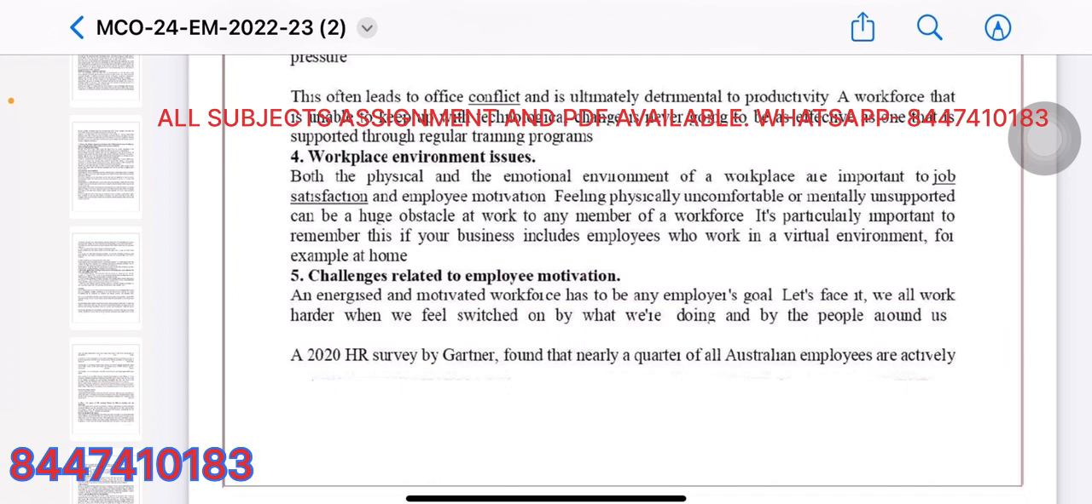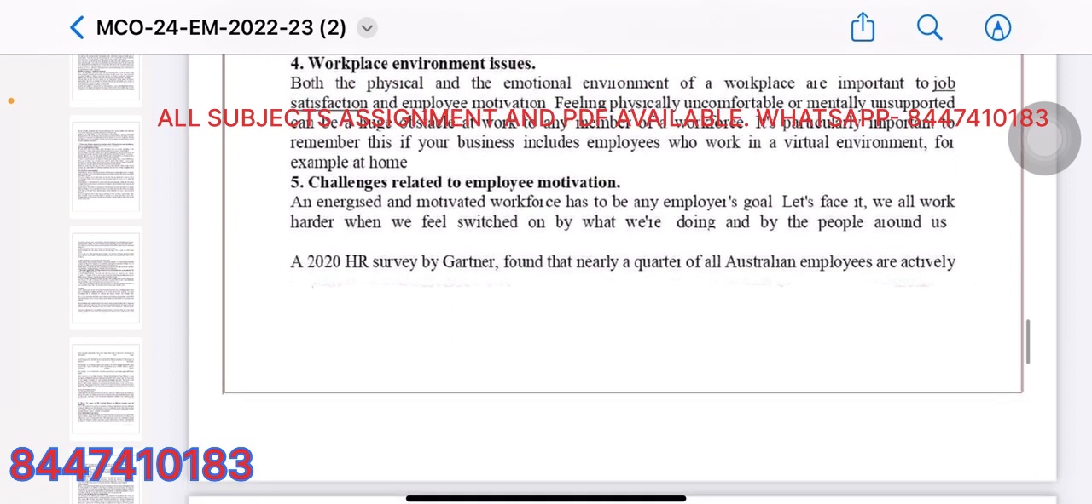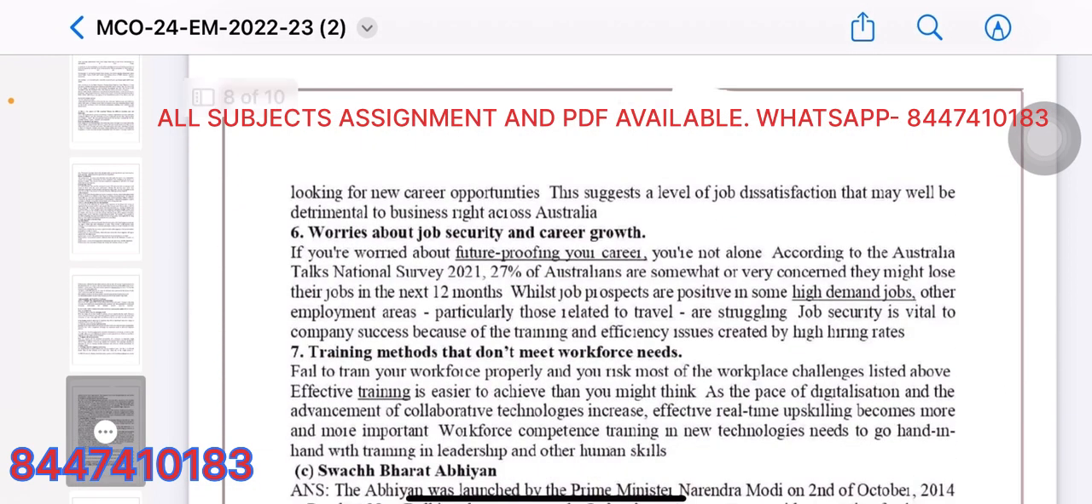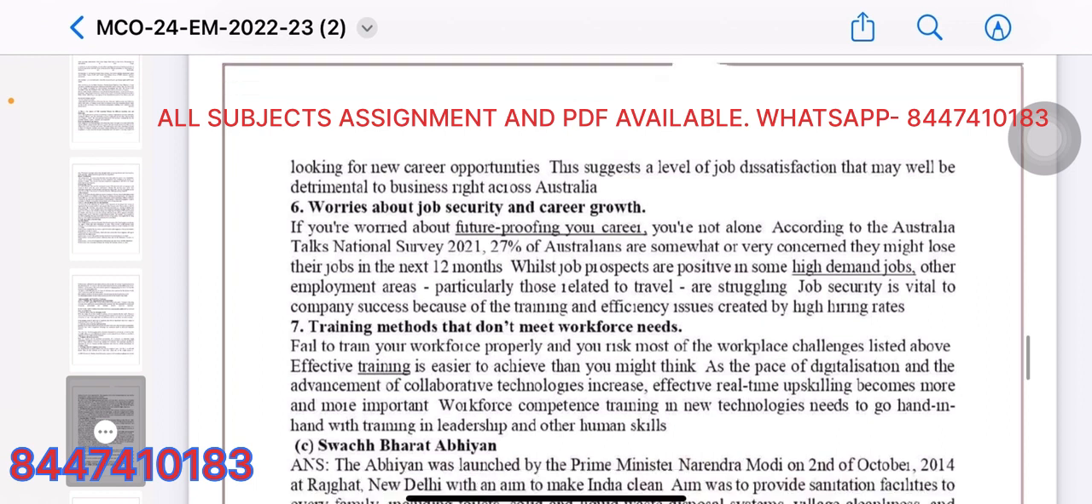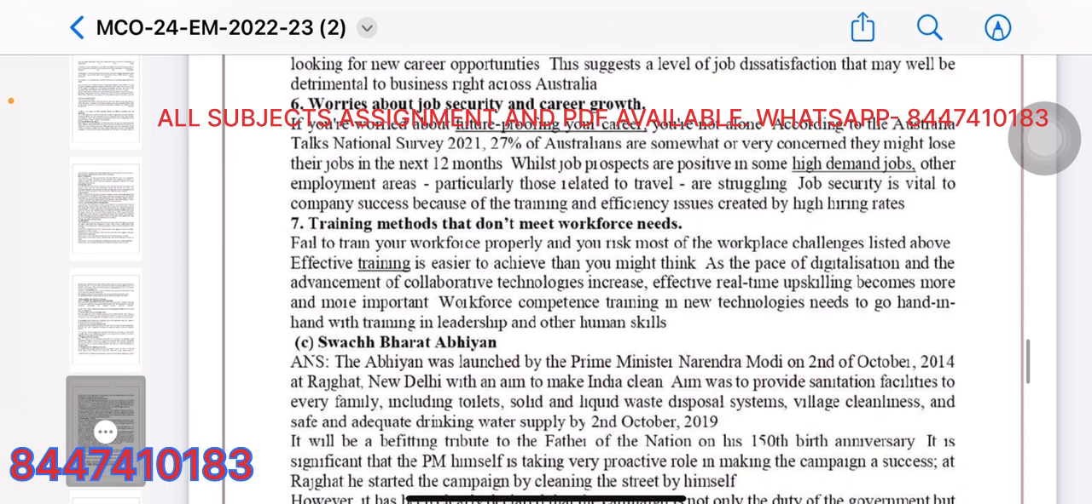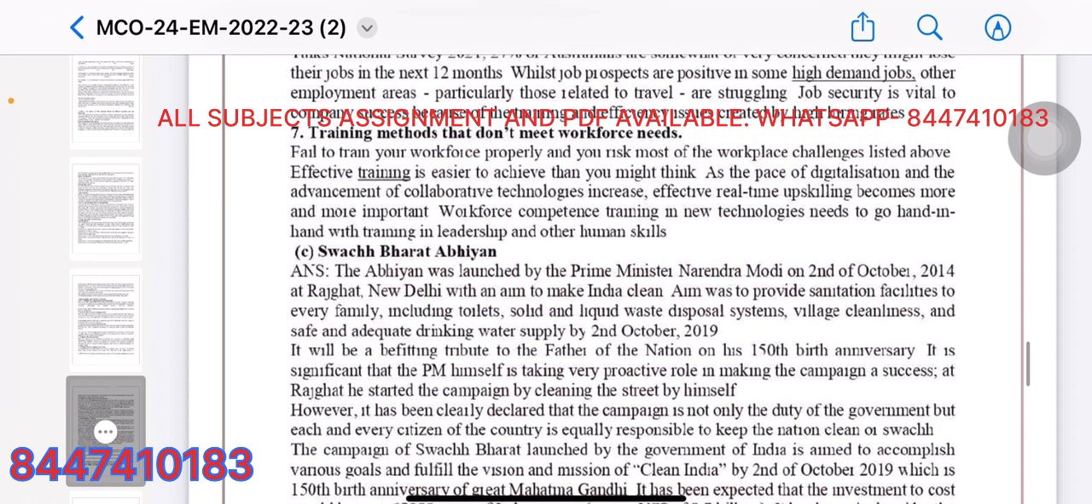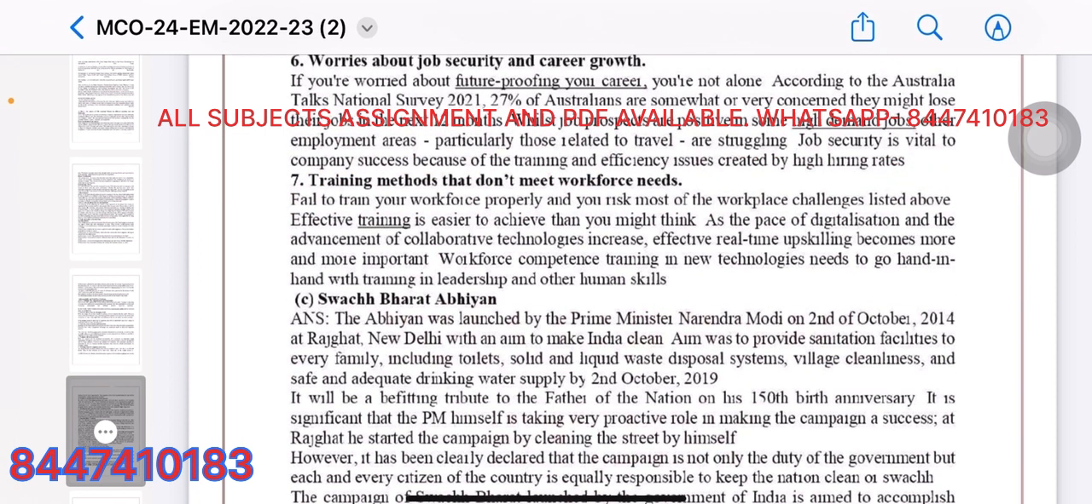An engaged and motivated workforce has to be any employer's goal. Let's face it, we all work harder when we feel switched on by what we are doing and by the people around us. A 2020 HR survey by Gartner found that nearly a quarter of all Australian employees are actively looking for new career opportunities. This suggested a level of job dissatisfaction that may well be detrimental to business right across Australia. Worries about job security and career growth, training methods that don't meet workforce needs.